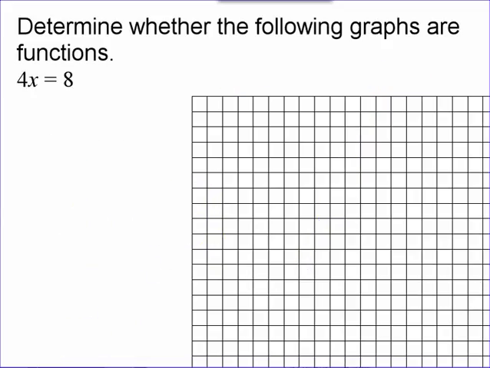Okay, so let's look at this one. Determine whether it's a function. So 4x equals 8. So this one's a little bit different, right? How's it different? There's only one variable. There's no y. So if I solve this for x, what do I get? 2. I get x to equal 2. So let's think about that. X equals 2.